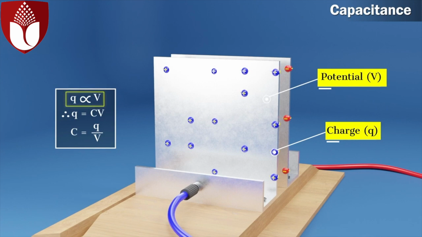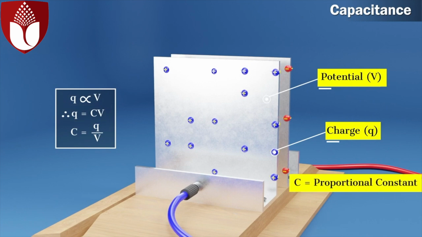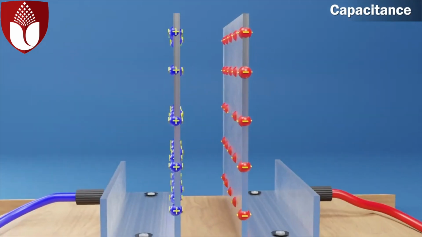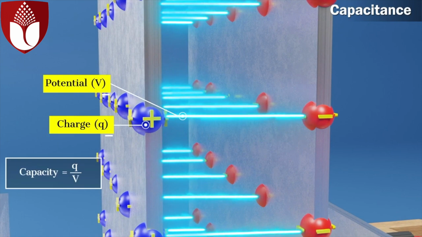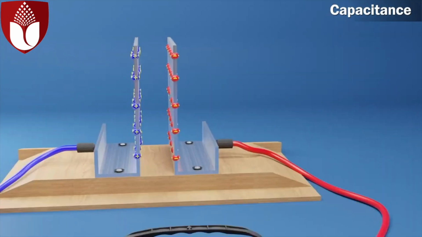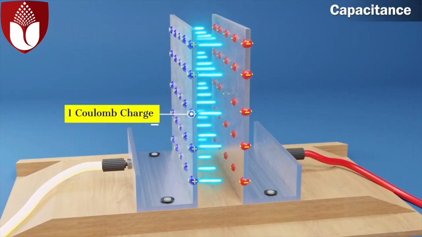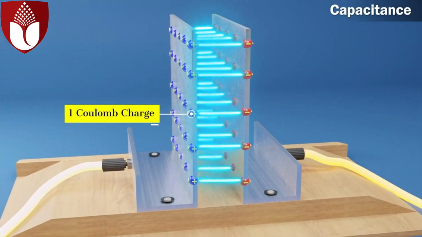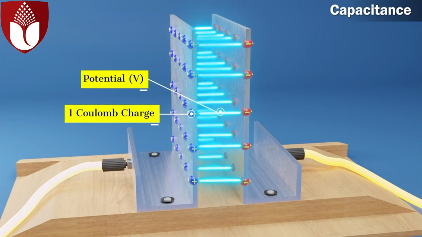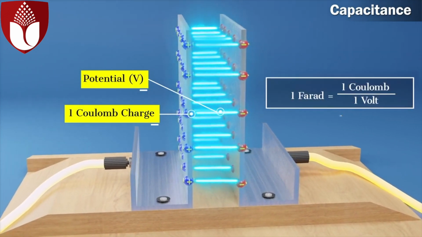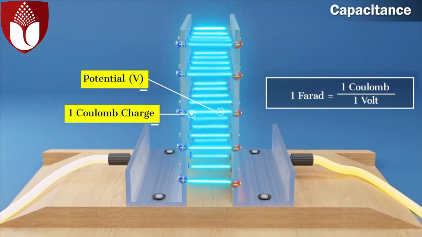Q is proportional to V, therefore Q is equal to CV, where C is the proportionality constant. This is the capacitance of the conductor. Capacitance of a conductor is the ratio of its charge and potential. Its unit is farad. The capacitance of a capacitor is 1 farad when 1 coulomb of electricity changes the potential between the plates by 1 volt. 1 farad is equal to 1 coulomb per 1 volt.